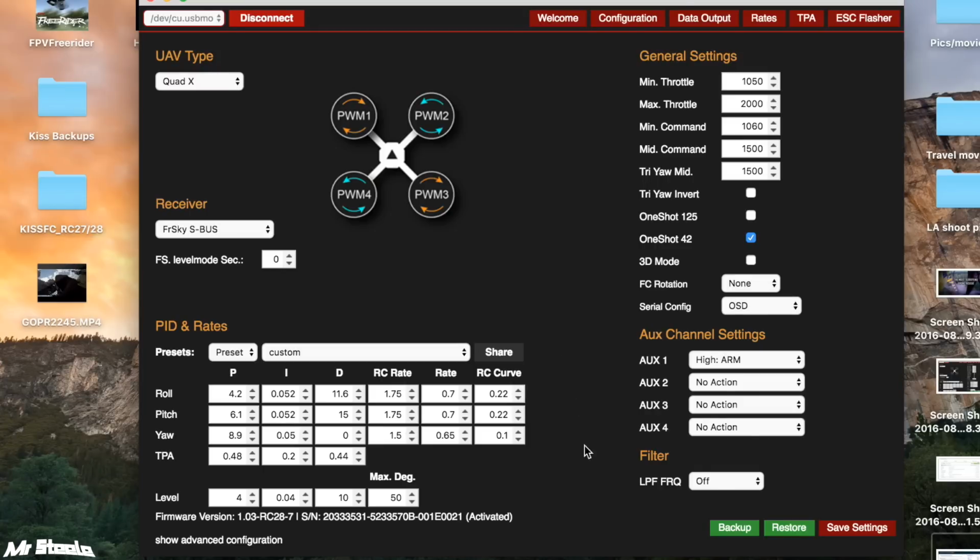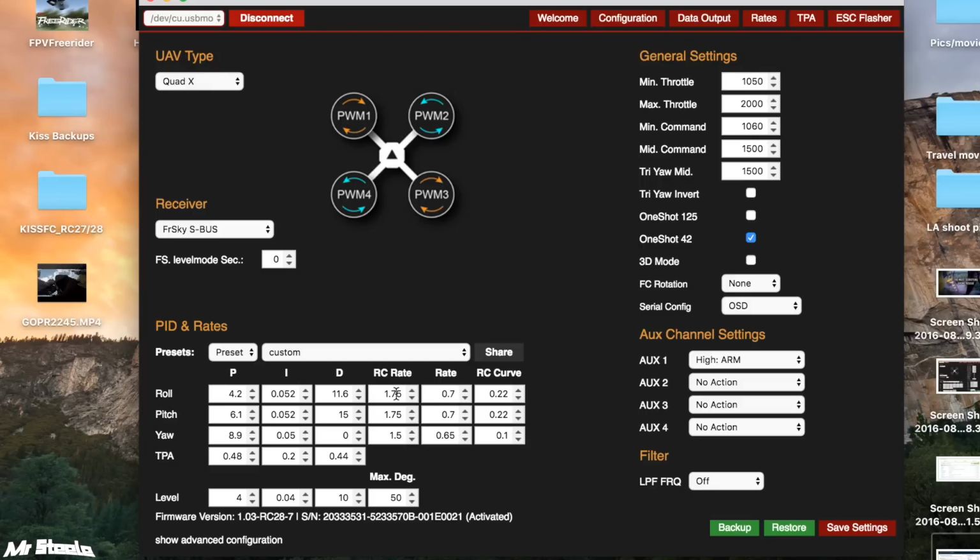So let's go back to the screen over here, and let's talk about rates, because I know so many people want to talk about rates and they want to know what my rates are. Here are my rates. This changes pretty frequently. I've been slowly bumping up RC rate and slowly bumping down rate. The higher the RC rate and the lower the rate, this increases the feel of the stick linearly, and this basically adds a tiny bit of expo.